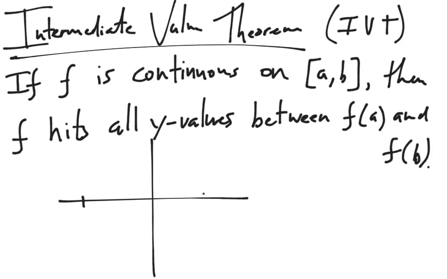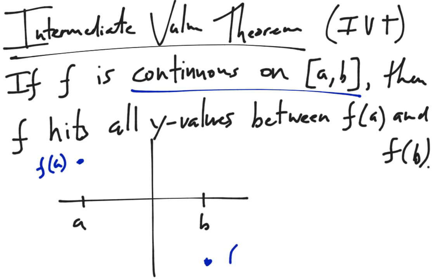Basically, you have a graph. Here's A, here's B. Notice that f is continuous on a closed interval, so that means that there is some point at A and some point at B. And if we plug in A, we get f of A. If we plug in B, the y value is f of B. And now, the idea with the IVT is that in order to connect A and B with a continuous function, you must hit every single value between f of A and f of B.